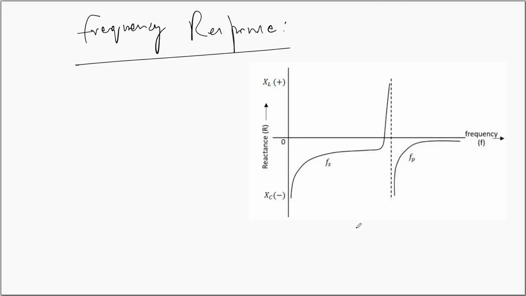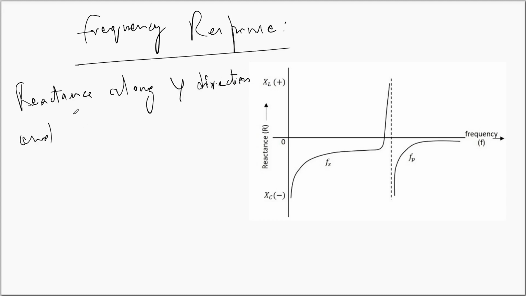This is the frequency response of a crystal, and here we have the reactance along the Y direction and frequency along the X direction. So if you plot the frequency along the X direction and the reactance along the Y direction, then you call it the frequency response of the crystal. There are two resonant frequencies that are very close to one another.